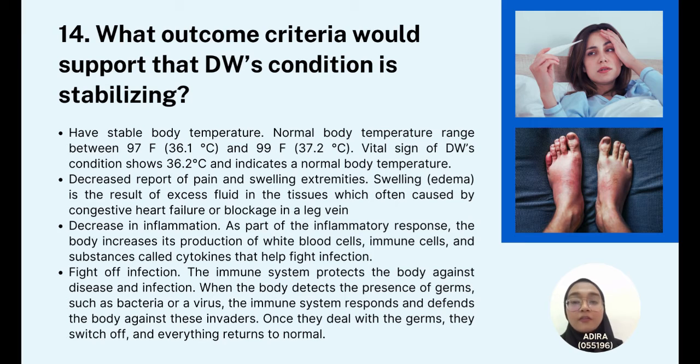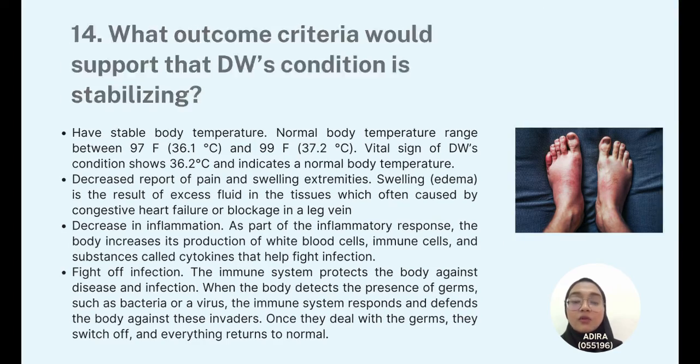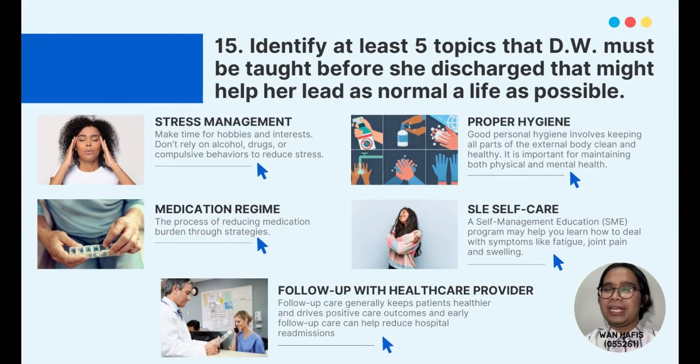Fourth, fight off infection. The immune system protects the body against disease and infection. When the body detects the presence of germs such as bacteria or virus, the immune system responds and defends the body against these invaders. Once they deal with the germs, they switch off and everything returns to normal. Next, for question number 15, identify at least 5 topics that DW must be taught before she is discharged that might help her lead as normalized a life as possible.